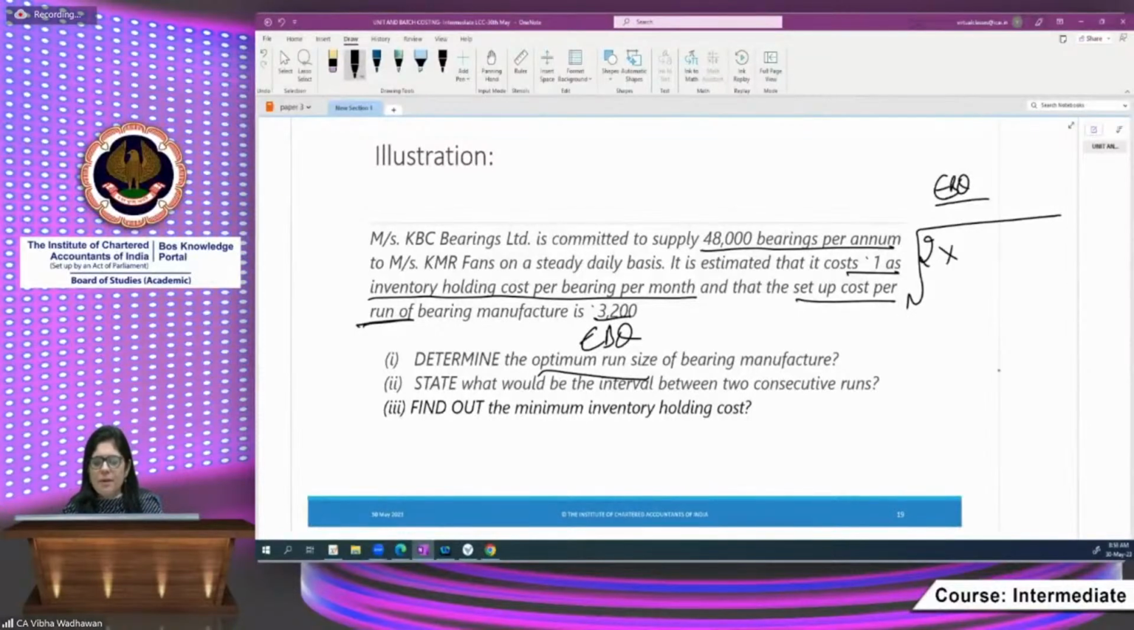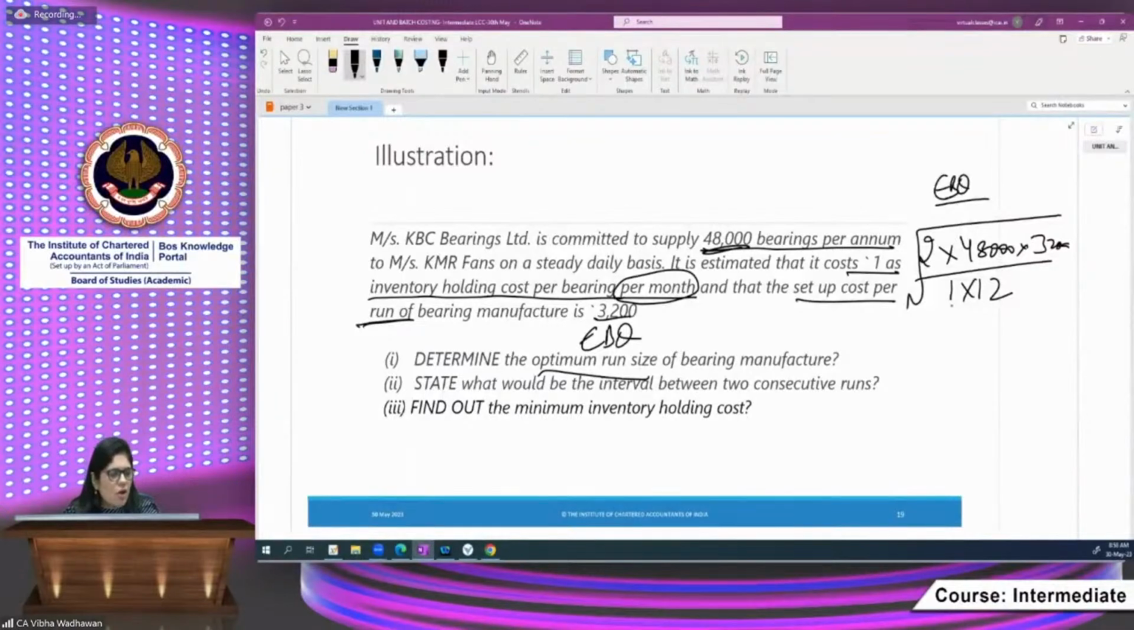2 is a fixed multiple. Annual bearings, so it's already annual, given in the question. Setup cost per run, 3,200, divided by inventory cost per unit per annum. Inventory cost per bearing per month is given. You have to calculate per annum. Be very careful. It's given as per month. You have to convert it into per annum.